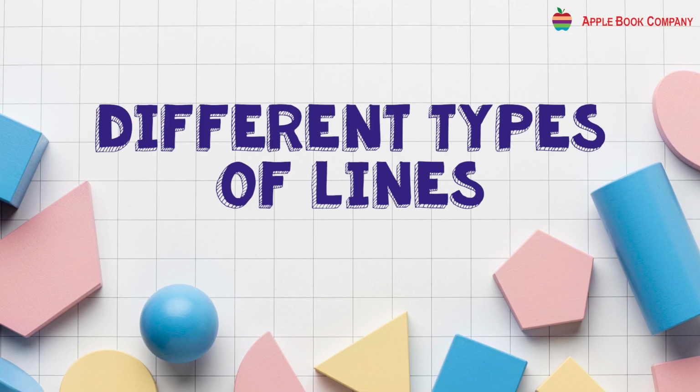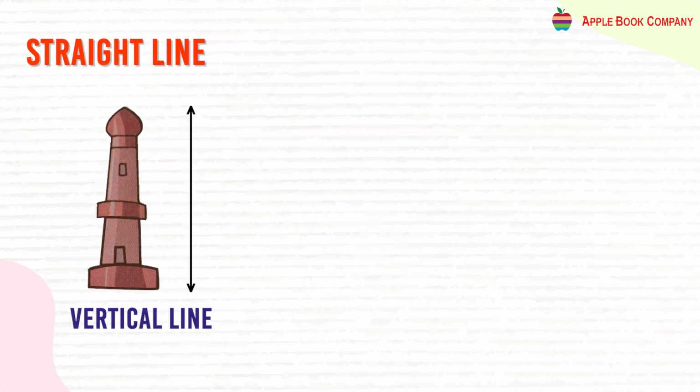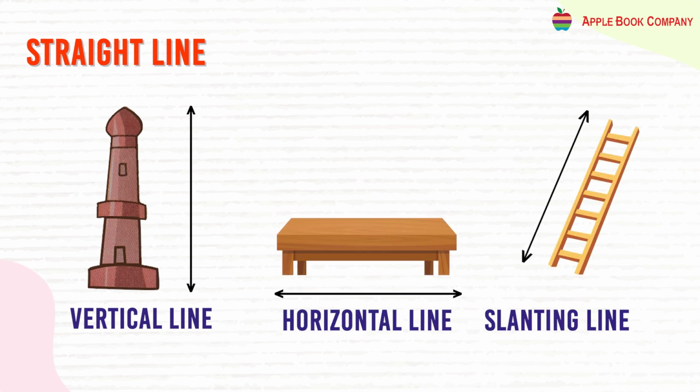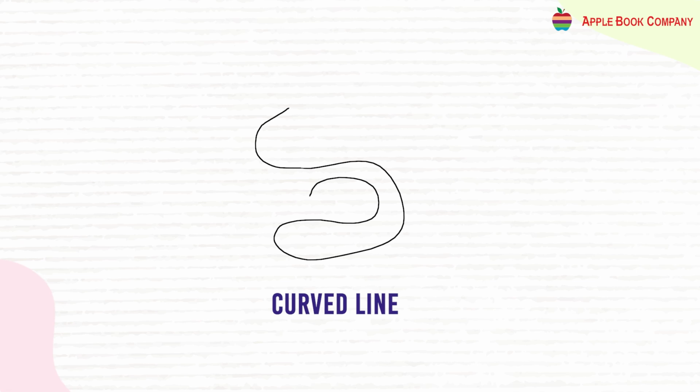Different types of lines. Lines are either straight or curved. You have a vertical line, you have a horizontal line, you have a slanting line, you have a curved line.